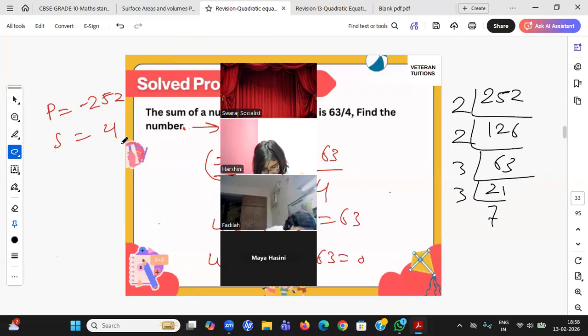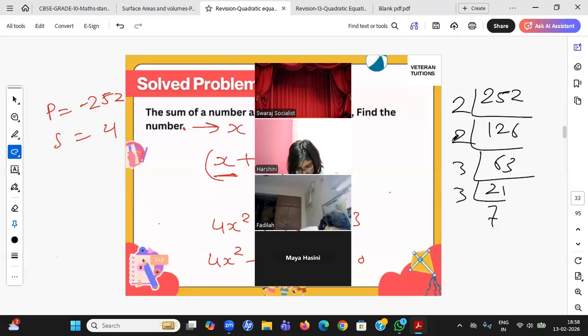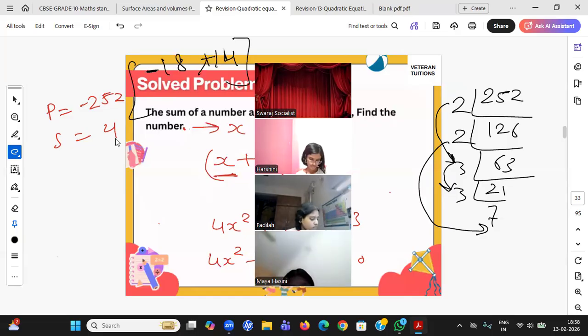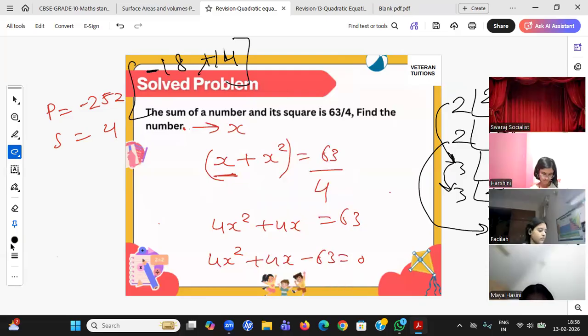Okay, 2 twos are 4, 4 sevens, 18 and 14. 7 twos are 14 and 6 threes are 18. 18 and 14 is giving the factors, students. As the product is minus, so minus 18 plus 14. Okay, Jahnavi, right answer, students. Maya, right answer. So you can do it, students. I'm sure you can do it.